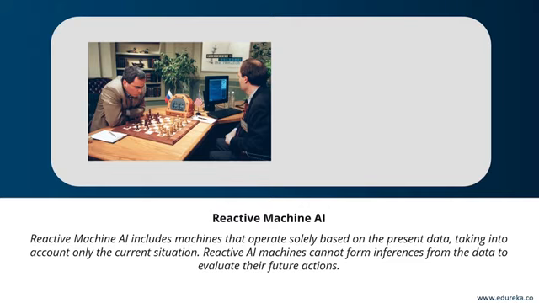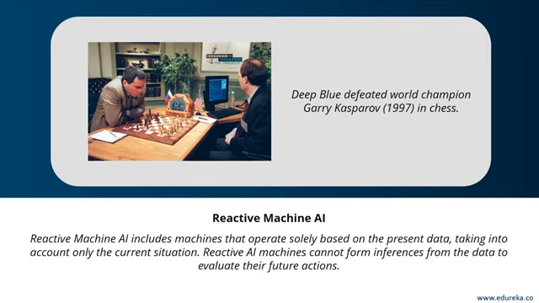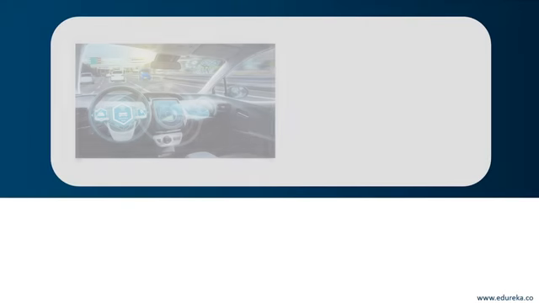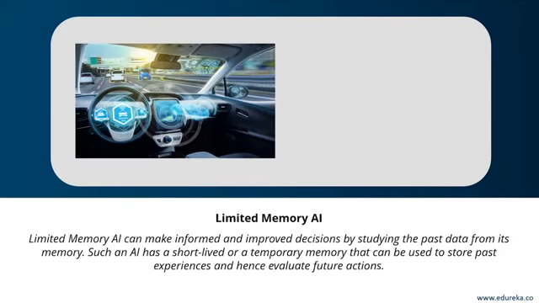An example of reactive AI is the famous IBM chess program that beat the world champion Garry Kasparov. This is one of the most impressive AI machines built so far. Next, we have limited memory AI. Now, like the name suggests, limited memory AI can make informed and improved decisions by studying the past data from its memory. So, such an AI has a short lived, or you can say a temporary memory that can be used to store past experiences and hence evaluate your future actions.